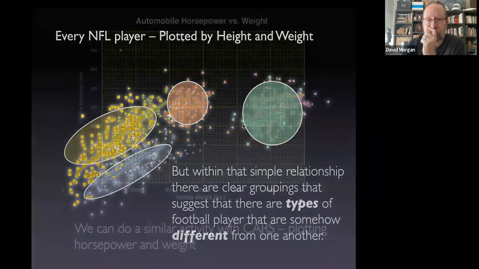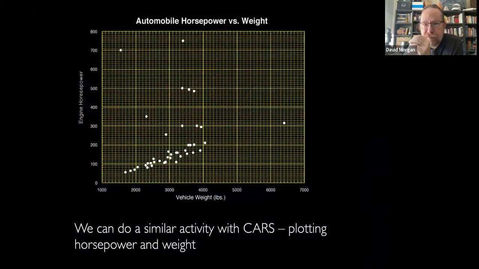Okay. Let's do the same thing with cars. We all know how cars work. We all know that there are different sizes of cars. There are little tiny Kias and Coopers and little Fiats, and there are great big SUVs and such. I've taken a similar graph and I've chosen two quantities to plot on the graph. On the horizontal axis, just like with the football players, is the weight of the vehicle.